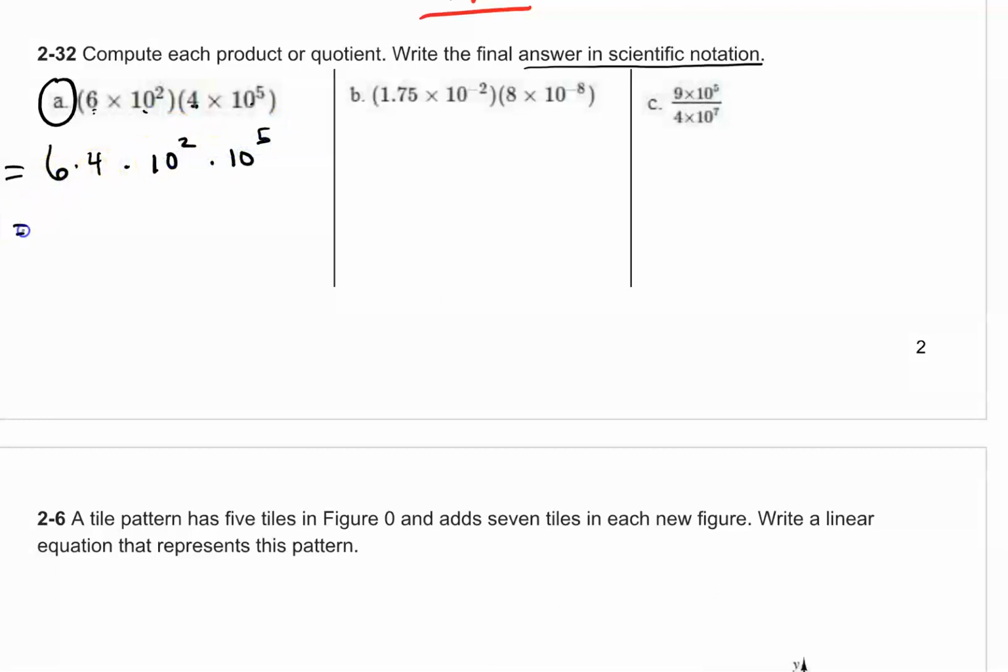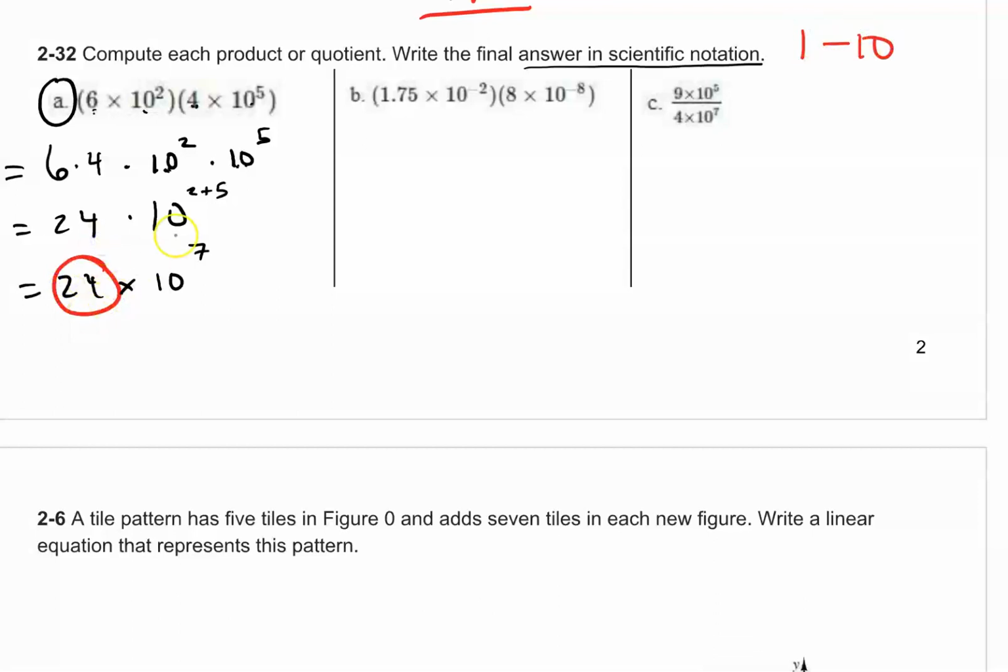Okay, 6 times 4 makes 24. And then remember, when you're multiplying two numbers that have the same base, the exponents are going to add. So it's 24 times 10 to the power 7. Now there's a problem. In scientific notation, this number has to be between 1 and 10. But that number is not between 1 and 10.